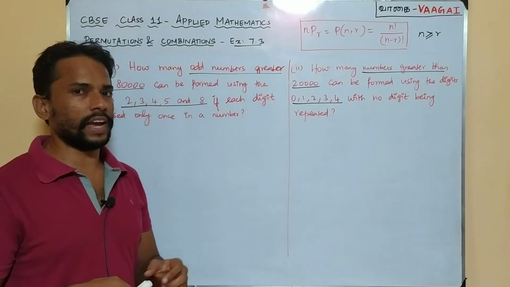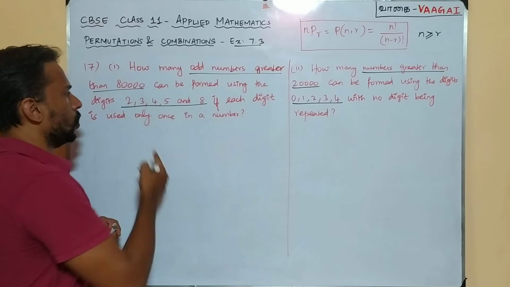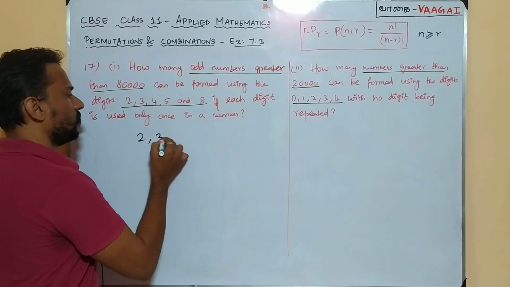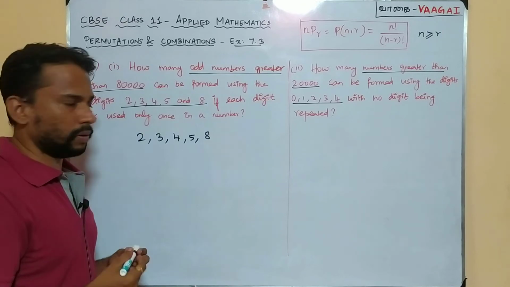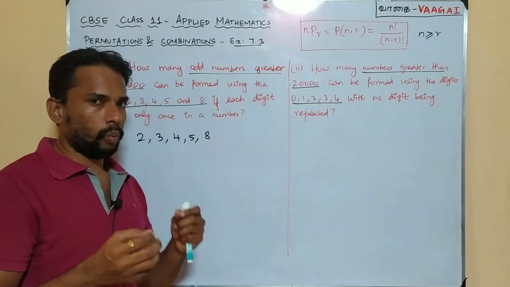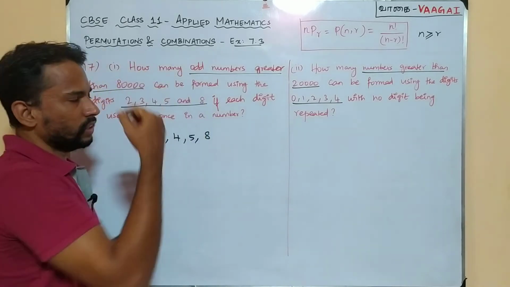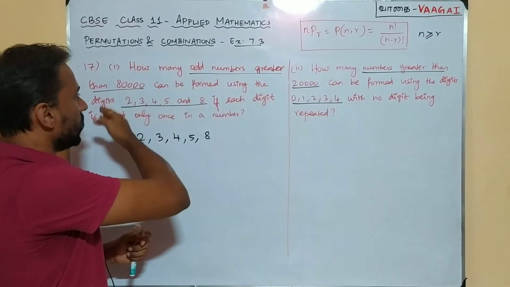So the digits we can use are going to be what? What are the given digits here? We can use the digits 2, 3, 4, 5 and 8. So there are totally 5 digits available, right? So using these 5 digits we need to construct numbers. And in what way we have to construct? Be clear with the question. They are asking us to construct odd numbers greater than 80,000.